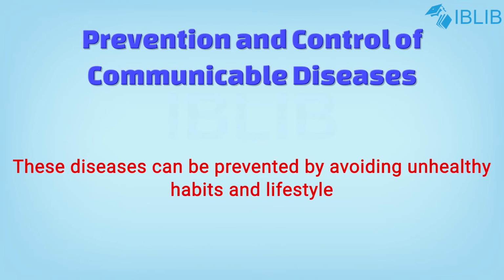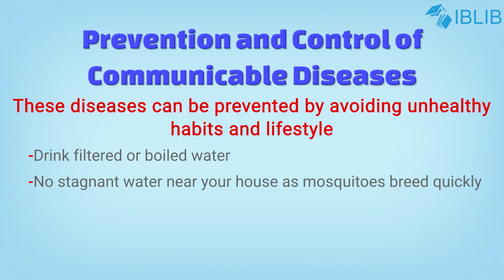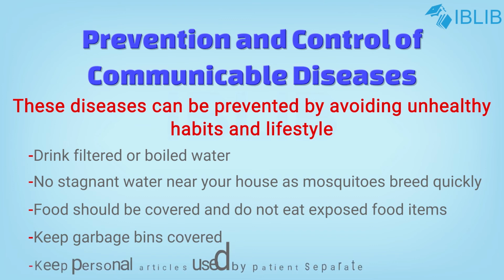Prevention and control of communicable diseases. Communicable diseases can be prevented by maintaining personal and community hygiene and avoiding unhealthy habits and lifestyles, such as drink filtered or boiled water. Make sure there is no stagnant water near your house as mosquitoes breed quickly in such water. Keep food covered and do not eat exposed food items. Keep garbage bins covered. Keep personal articles used by patients separate.